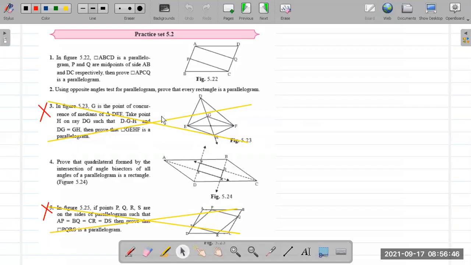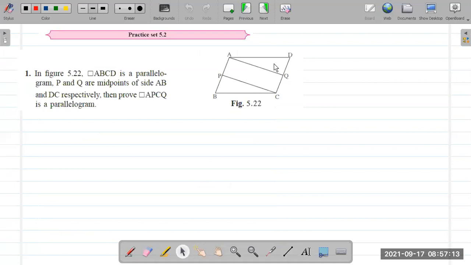Here you can see there are 5 questions in 5.2. From these 5 questions, question number 3 and question number 5 are omitted for this academic session. So please mark in your textbooks: question number 3 and question number 5 are not there for this academic session. Okay, let's move on to the first question.